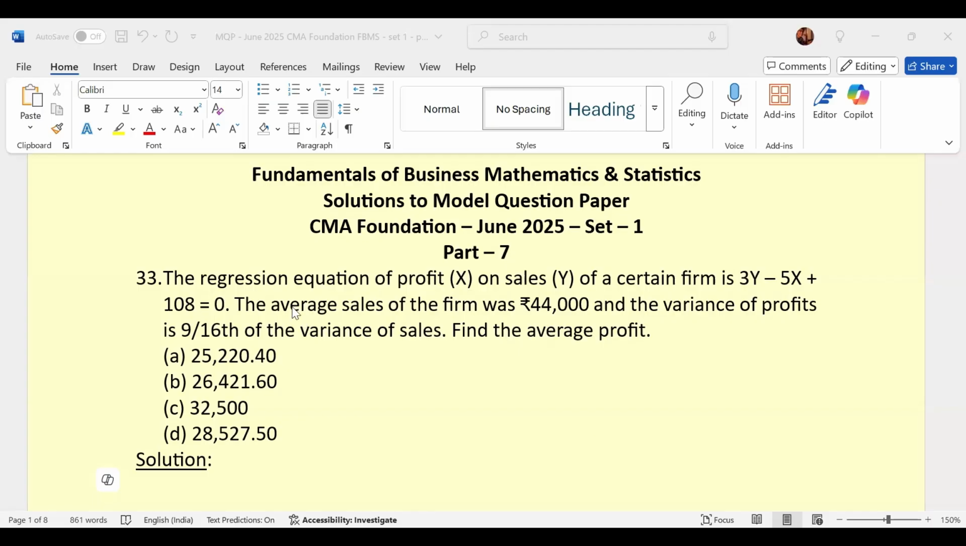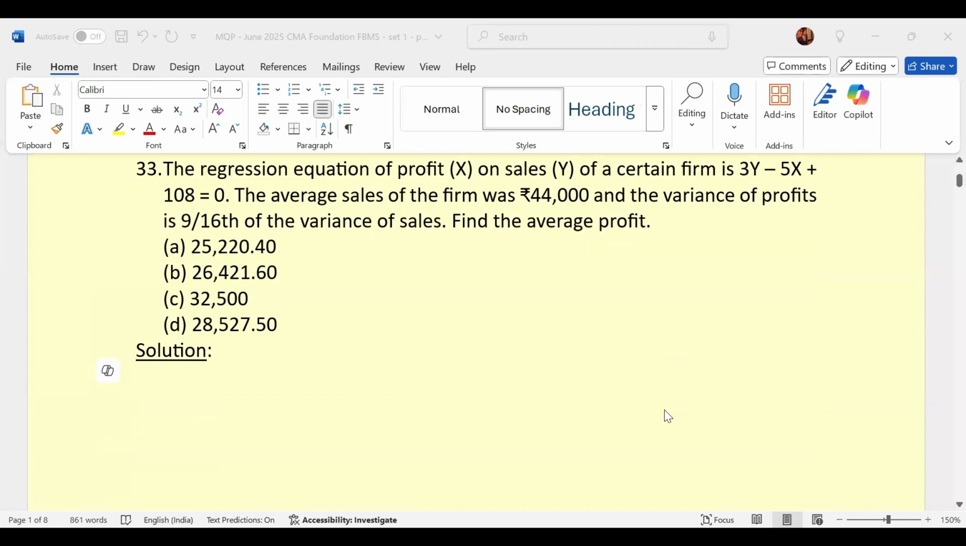Here, even though they gave us something related to variance, ultimately they are asking what is the average profit. So straight away in this equation, we will replace Y with Y bar and X with X bar. We are supposed to find X bar. So here 3Y bar minus 5X bar plus 108 equal to 0. They say average sales, that is average of Y, which means Y bar is given as 44,000.